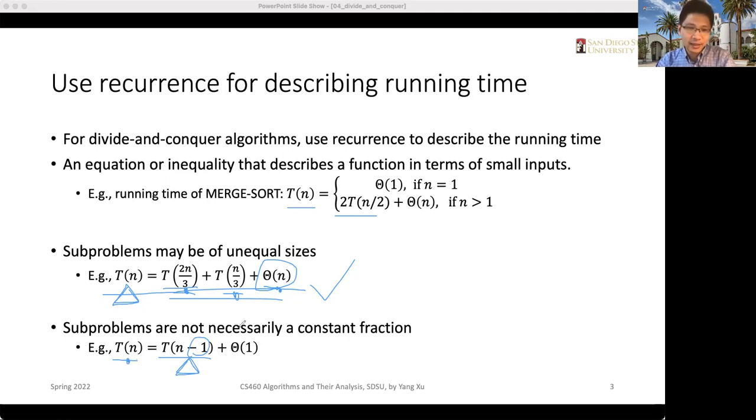But this is different from the two cases above, because now the subproblem is not a constant fraction, and this totally changes the nature of the problem. Okay. And the most common case for divide and conquer is that we will divide the problem into constant fractions, either half, so half the size of the problem is the most common, or we divide it into constant fractions. All right.